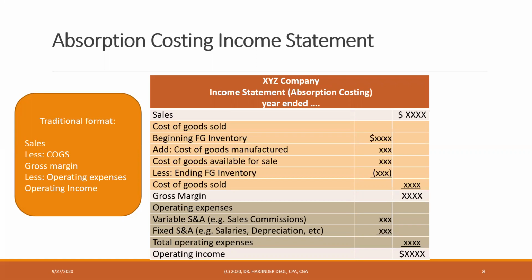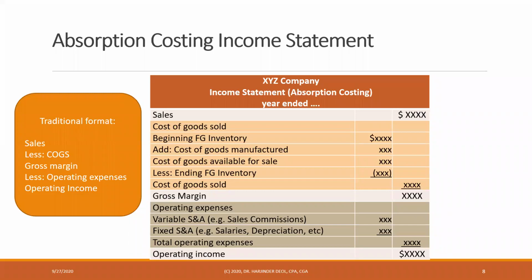Title to the financial statement, name of the business, name of the financial statement, and the period it represents. We start with sales, and cost of goods sold is explained starting with your beginning finished goods inventory. Then we add your cost of goods manufactured. That gives you your total cost of goods available for sale minus your ending finished goods inventory. The resulting difference is your cost of goods sold. So your sales minus cost of goods sold gives you your gross margin.